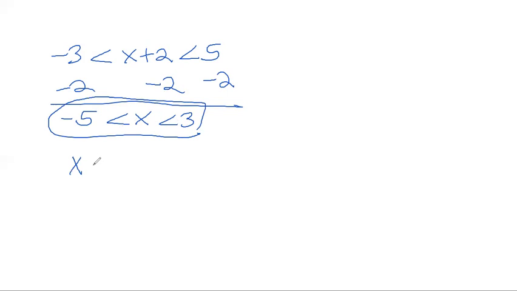Or in interval notation, x is in (-5, 3). Notice that I use parentheses because there's no equals here, so it's not included. And again, parentheses there because the 3 is not included. There's no equal sign.